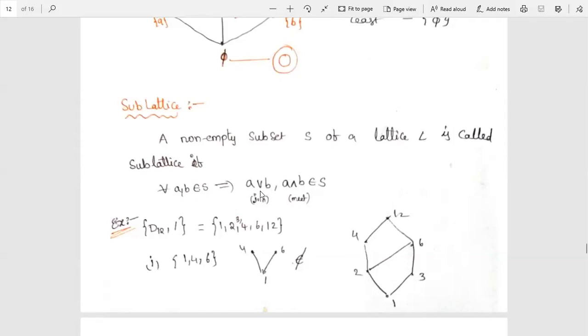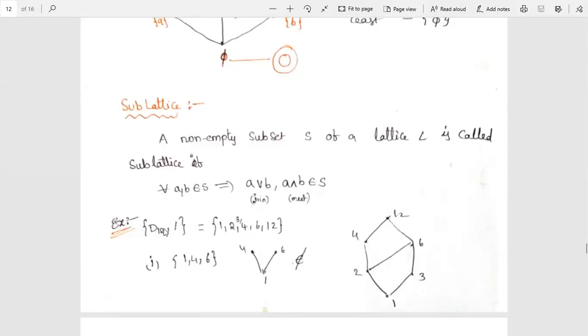So a join b. What does join mean? Join means least upper bound and meet means greatest lower bound. So if the subset has join and meet, then we say that S is a sublattice of L. So let us consider an example.